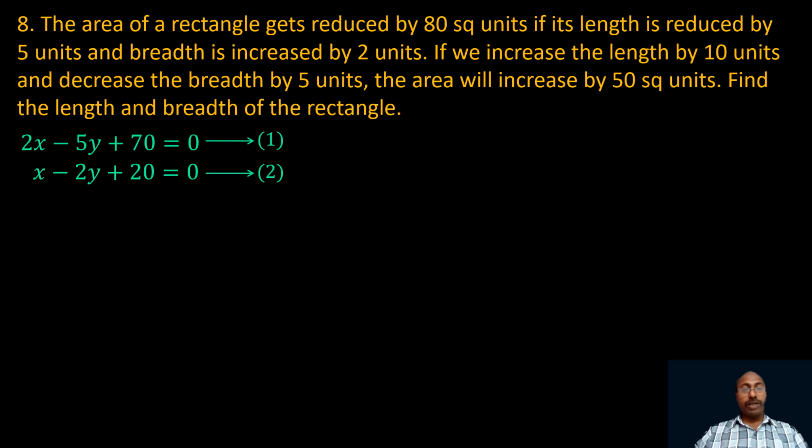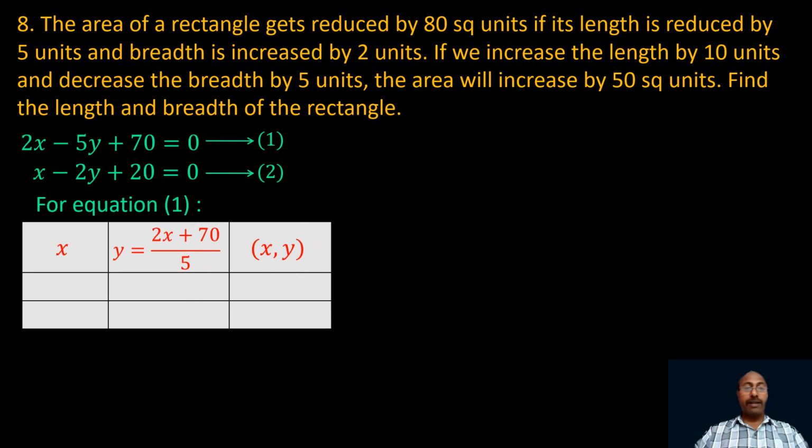So let us solve these two equations graphically. For equation 1, we have 2x minus 5y plus 70 equals 0. From that we can write 5y is equal to 2x plus 70 and y is equal to (2x plus 70) by 5. So if you take x equal to 15, then y is equal to 2 15s are 30 plus 70, 100. 100 by 5 is 20. So the point is 15 comma 20. And if you take x equal to minus 35, then y equal to 2 into minus 35 is minus 70 plus 70 becomes 0. So y equal to 0. So the point is minus 35 comma 0.